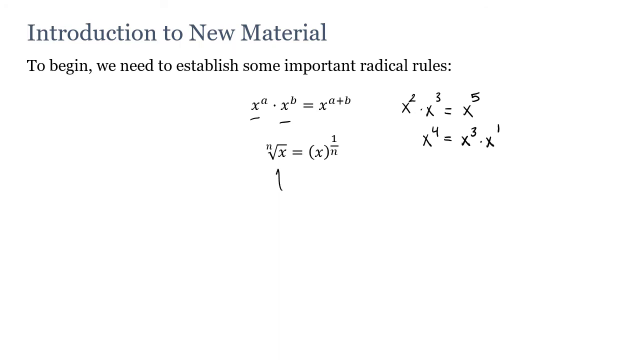Another thing we need to know is that the nth root is the same thing as x to the 1 over n. So for example, the square root, which you can remember has a little 2, is the same thing as x to the 1/2. And similarly, the cube root is the same thing as x to the 1/3. So on and so on, we're going to be using that rule a lot.